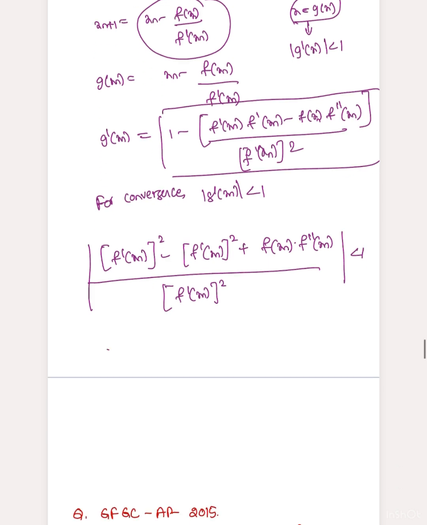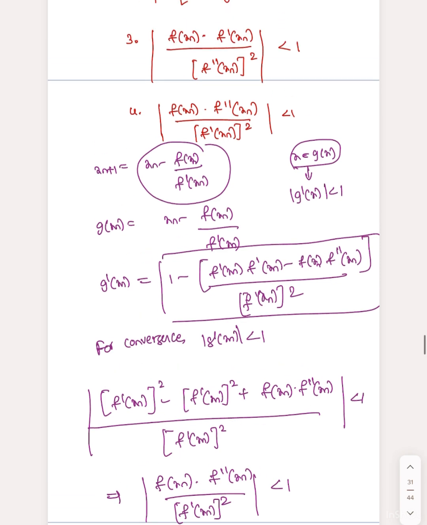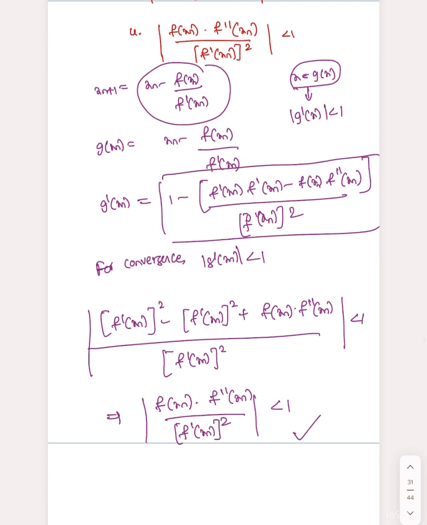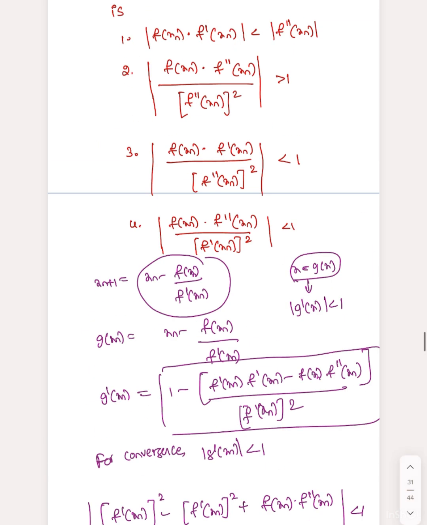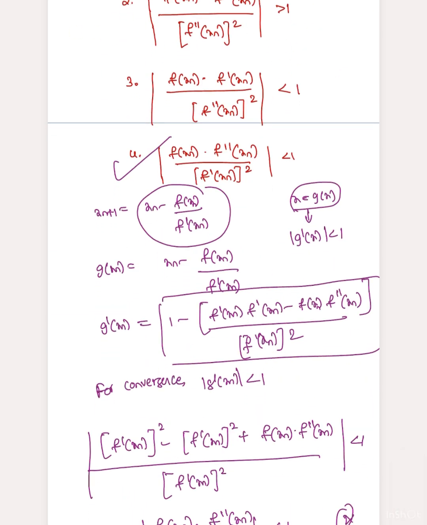So this implies modulus of f of xn into f double dash of xn divided by f dash of xn to the power 2 is less than 1. So we can compare this with the given options. The modulus of f of xn into f double dash of xn divided by f dash of xn to the power 2 is less than 1. This is seen in option 4. Therefore the correct option is option 4. The same question was once asked in a GATE exam. So this is about the sufficient condition for convergence of the Newton-Raphson scheme.